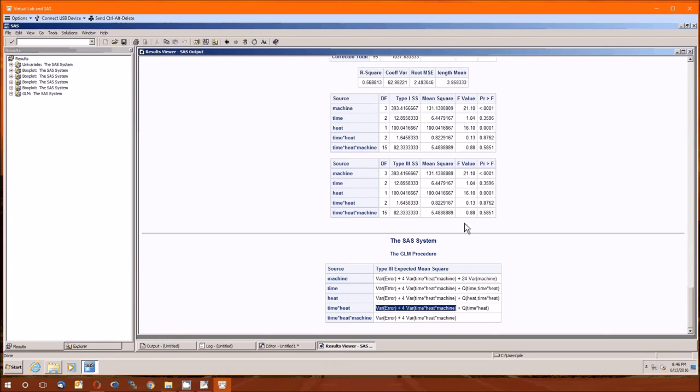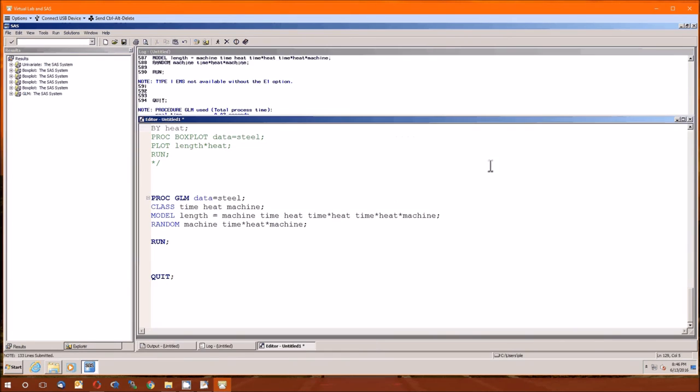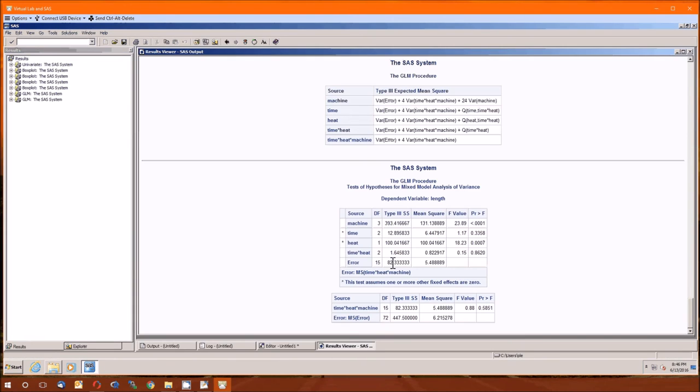SAS divided by the mean squared error. So we need to figure out some way, and that's why it's wrong. We've got to find some way of getting SAS to divide by the actual correct time heat machine variance. It's pretty easy. Notice on the random statement, we're going to add in one option, and that option is test. And that's it. We run this now.